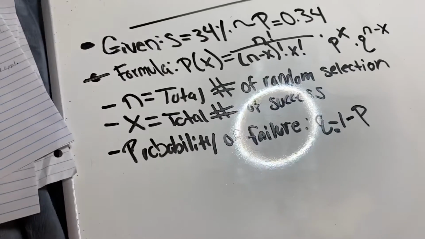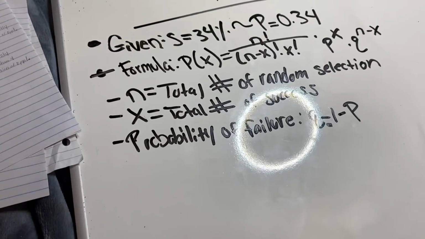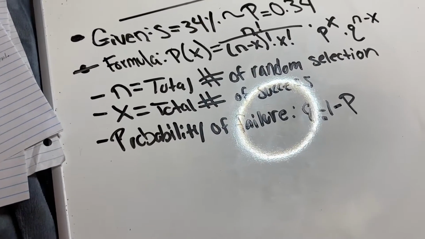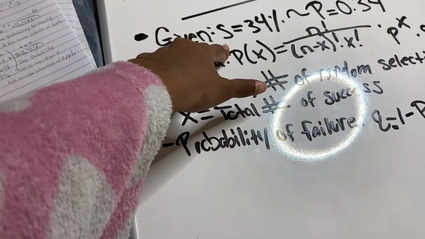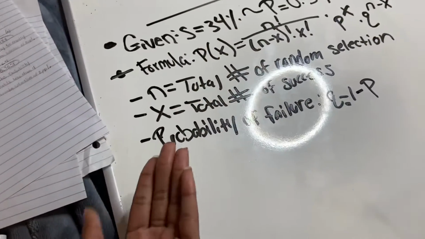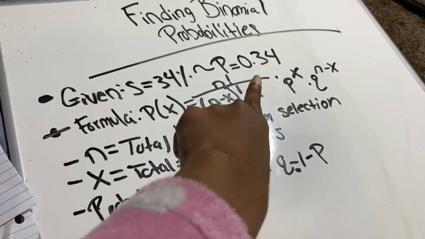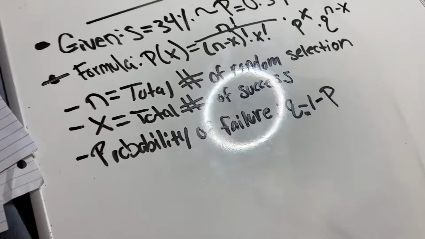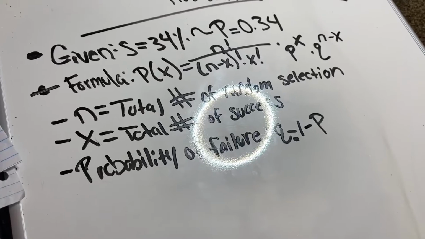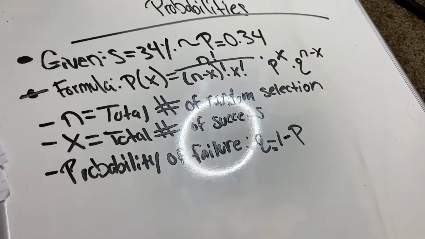And I decided to start off with what is given in the problem. So since it says 34%, I put that as S, and then you could just translate that as the probability is 0.34, which is why I wrote it as that. Then the formula, you need to know that before you start the problem, is P(S) equals N.